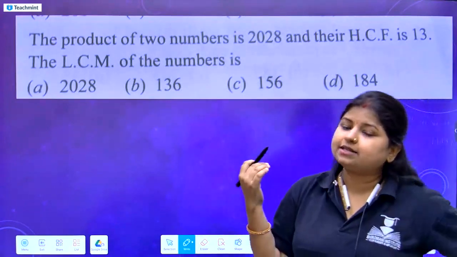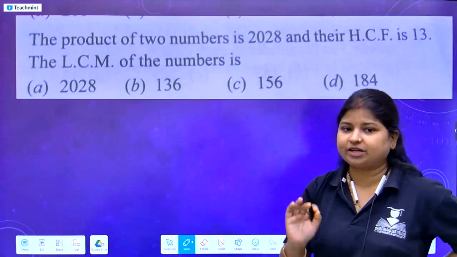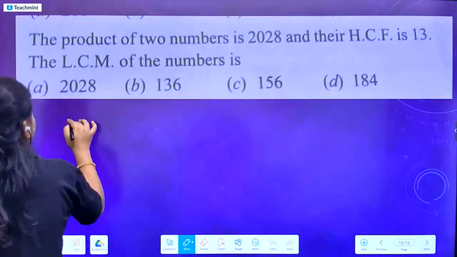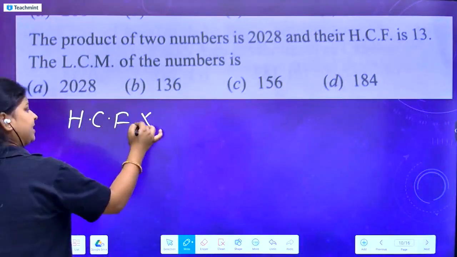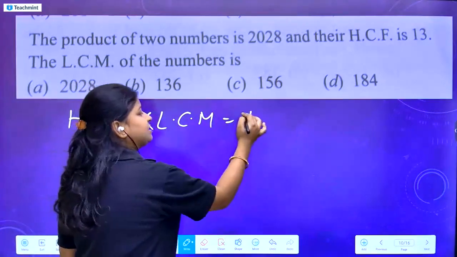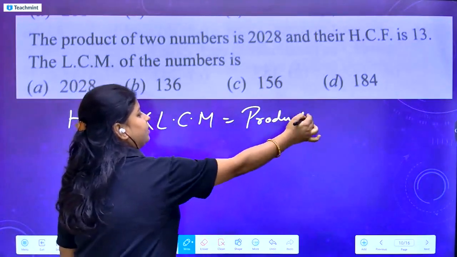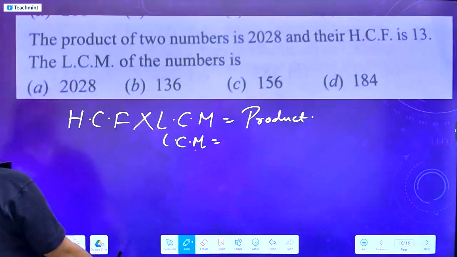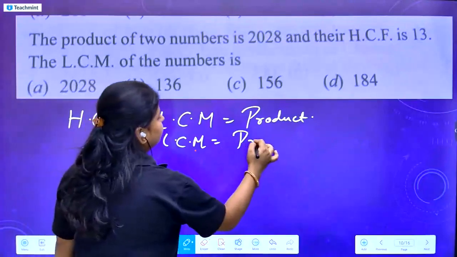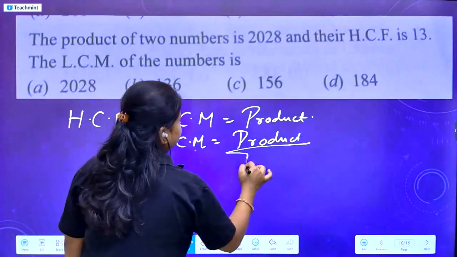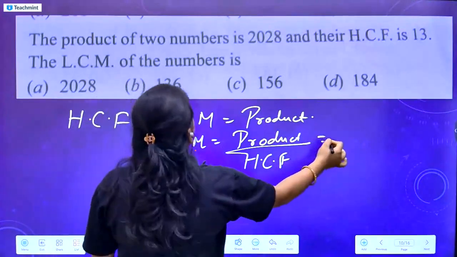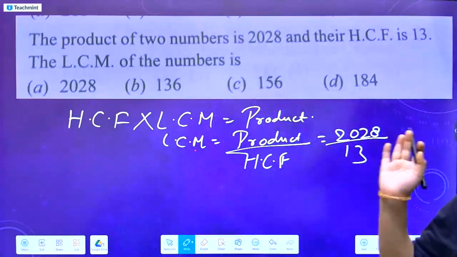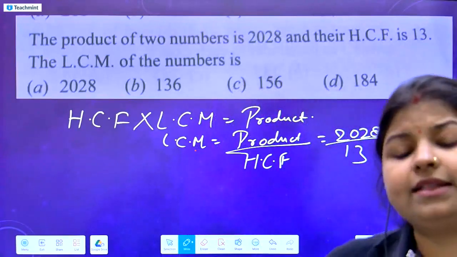So in this case, I cannot calculate the HCF of these particular numbers. What shall I do then? Only one thing. I know the formula. Yes, beta, very good. HCF into LCM is equal to the product of numbers, right? So I have to calculate LCM. So LCM will be product upon HCF. That product is 2028 and HCF is 13. So just divide 2028 by 13. You will get your answer.